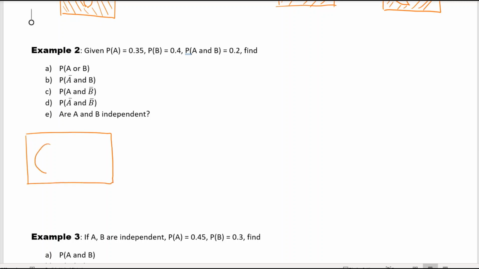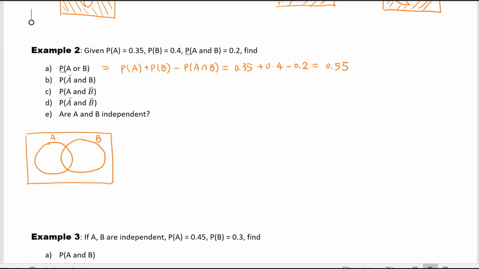So we have A right here, B right here. Okay, so how do we find the probability of A or B? Well, the general addition rule: this is probability of A plus probability of B minus probability of A and B. So this is 0.35 plus 0.4 minus 0.2, which is 0.55.